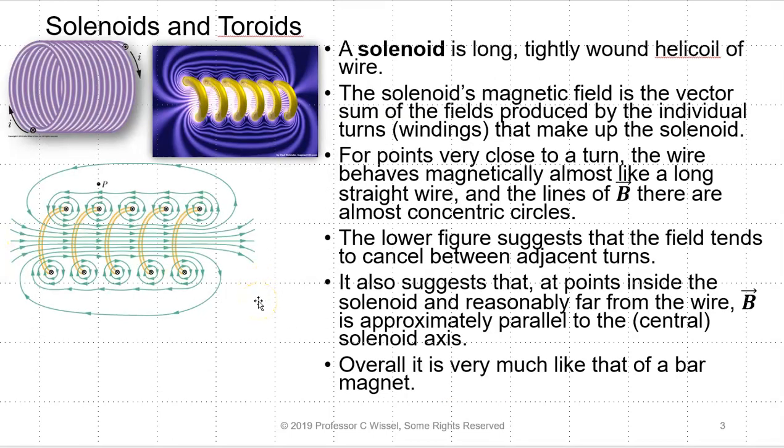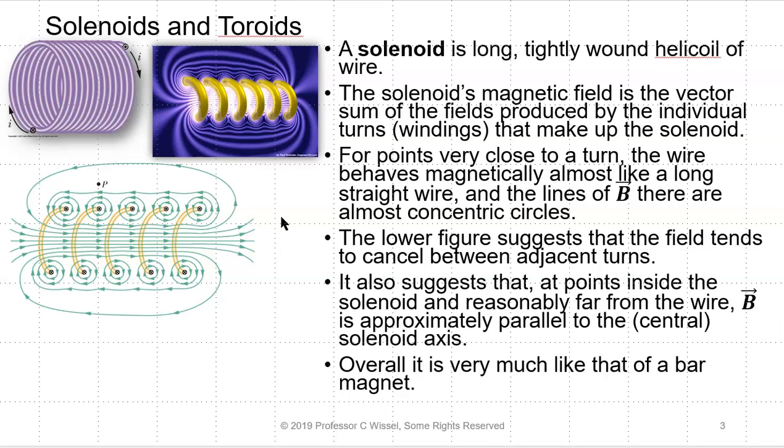Now we were just about ready to start talking about coils, or later we call them inductances. Anyway, solenoids and toroids. A solenoid is a long, tightly wound helical coil of wire. In other words, it looks like a Slinky. The solenoid's magnetic field is a vector sum of the fields produced by the individual turns or windings that make up the solenoid.